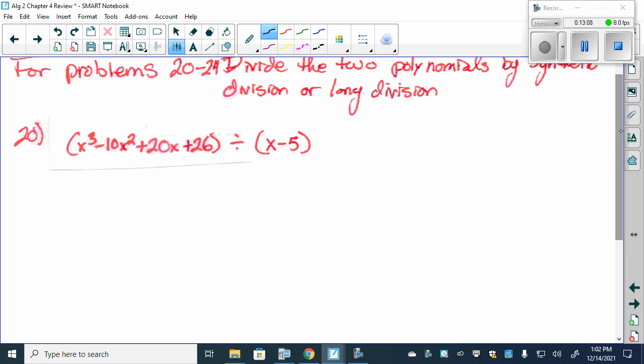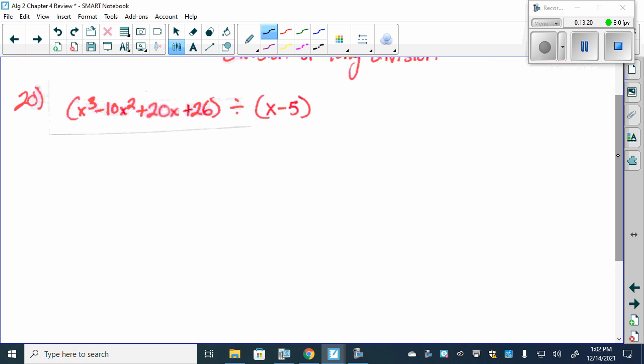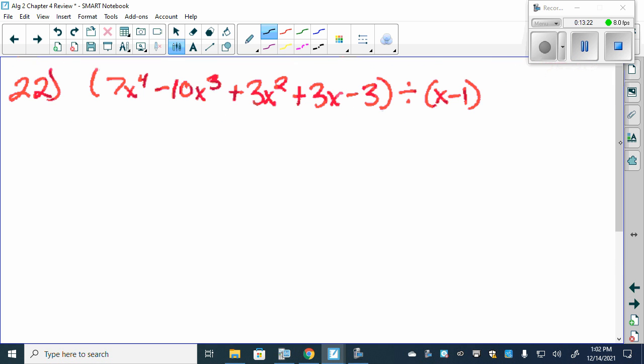All right, guys, let's look at 20, 21, or 22. Is there one of those that we want to look at? Let's look at 22. Now for these here, we can divide using synthetic or long division. I have a feeling y'all like synthetic better than long division. Okay, so I'm going to show you guys doing this one with synthetic division.